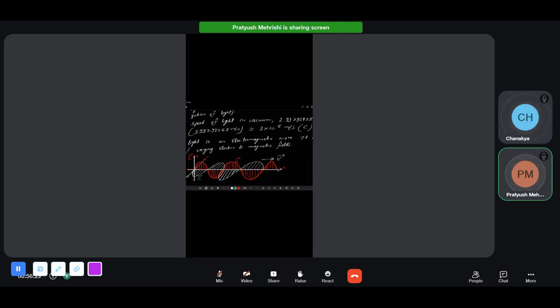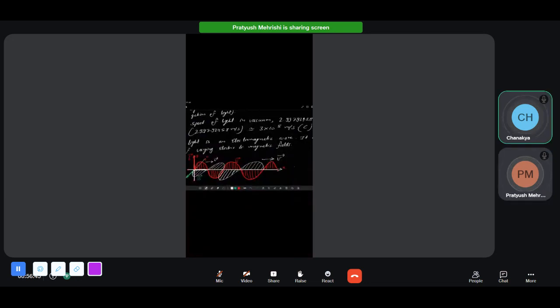This is the magnetic field B, and this is the electric field E. Light is moving in this forward direction. Okay, velocity of the light is in forward direction like this, positive x-axis.